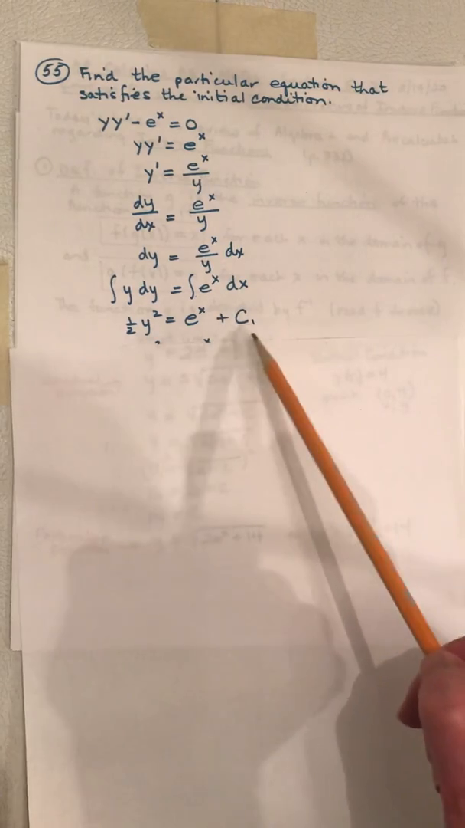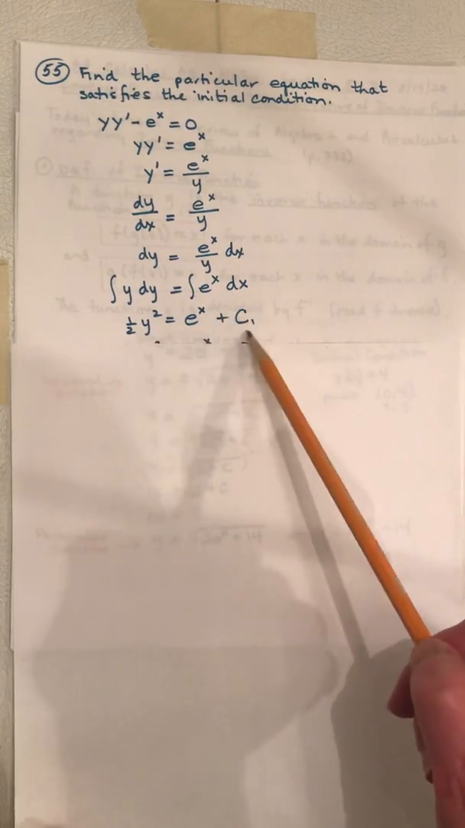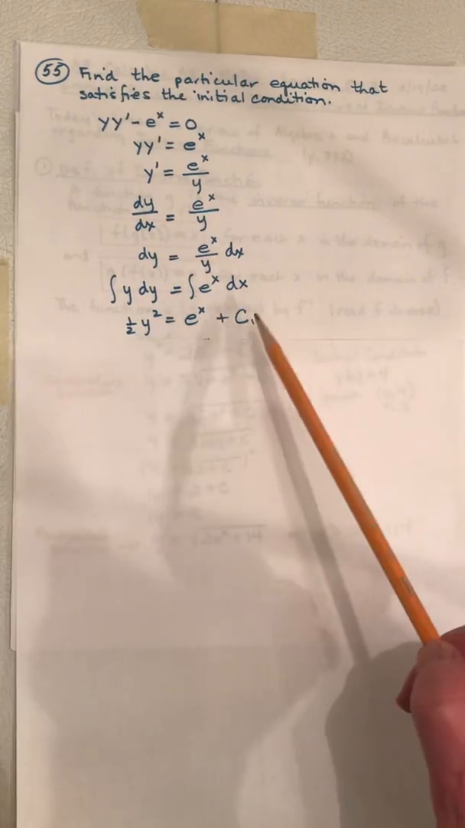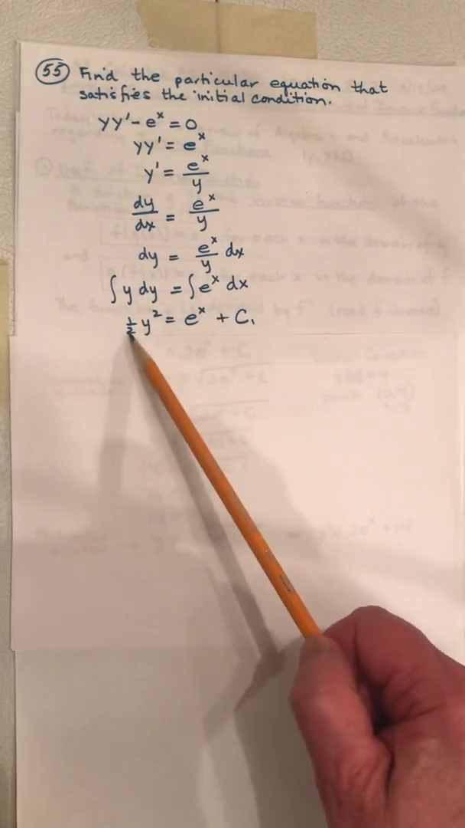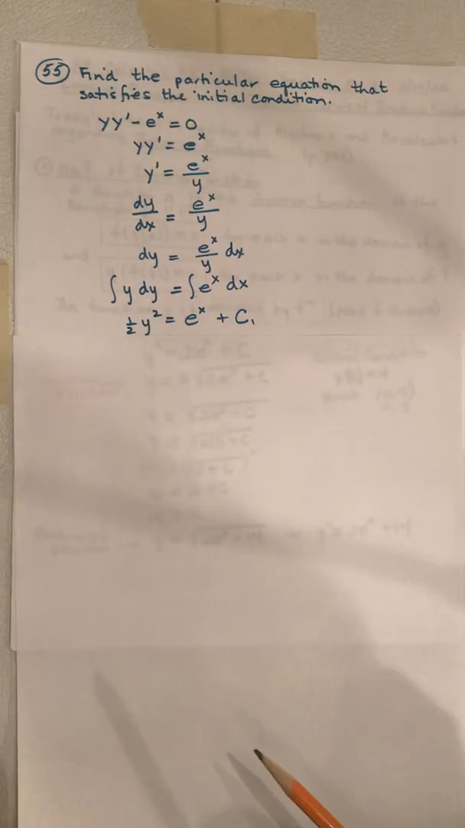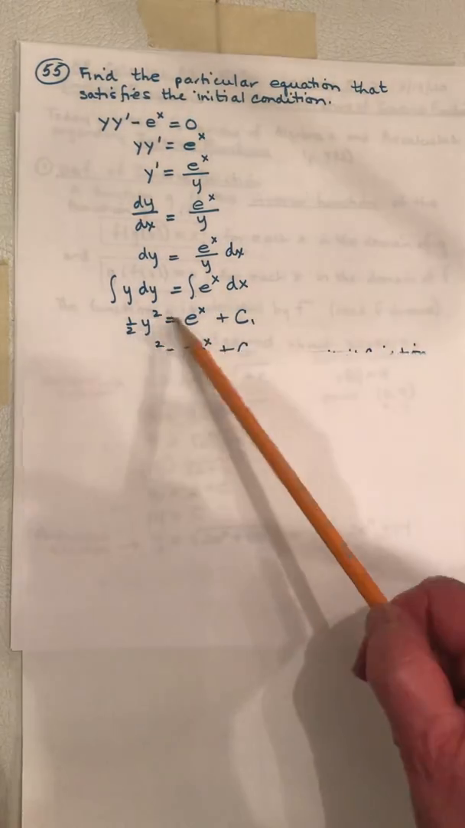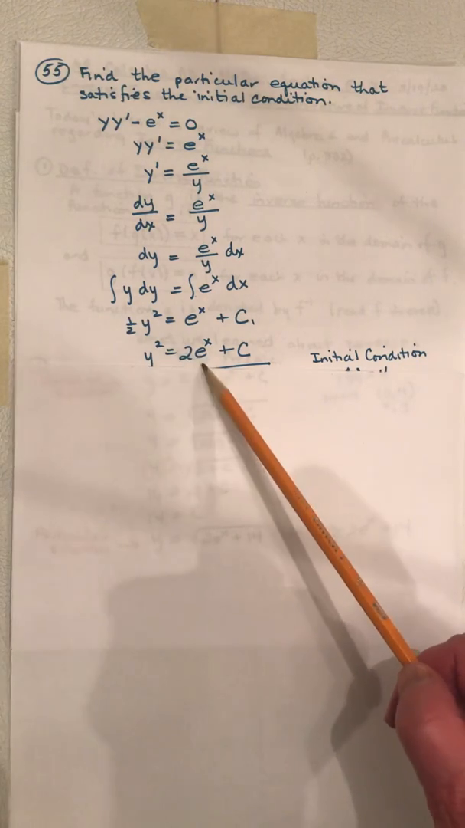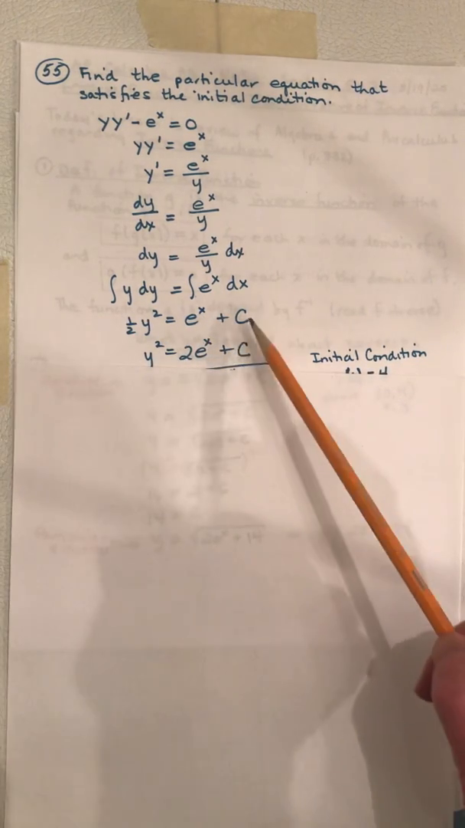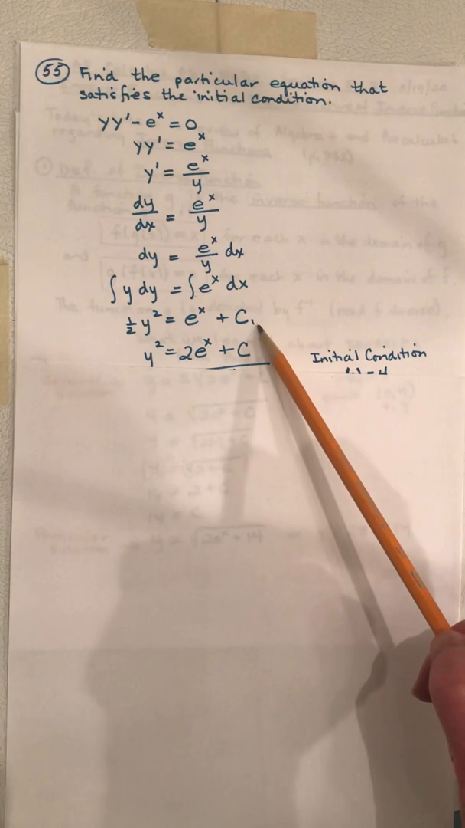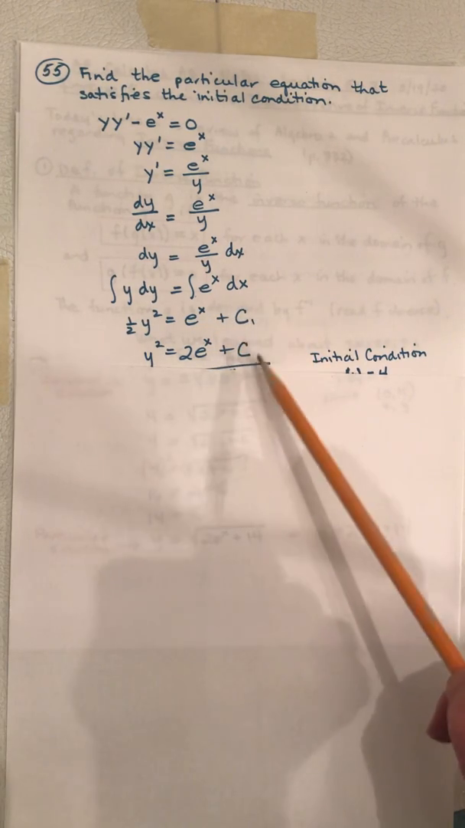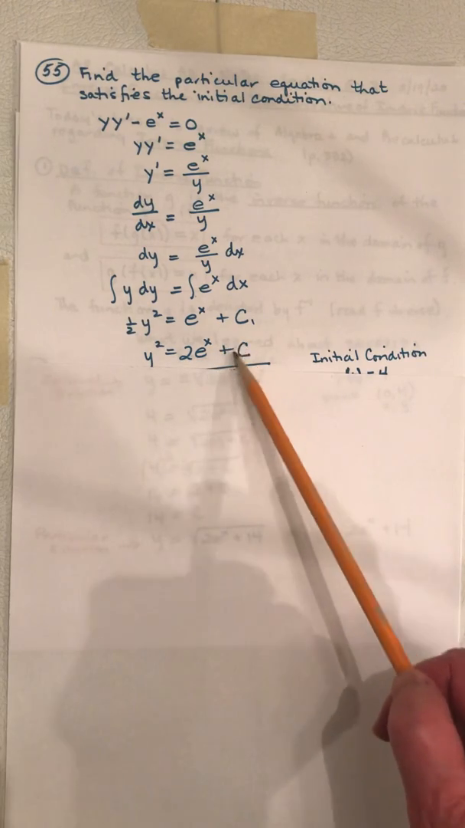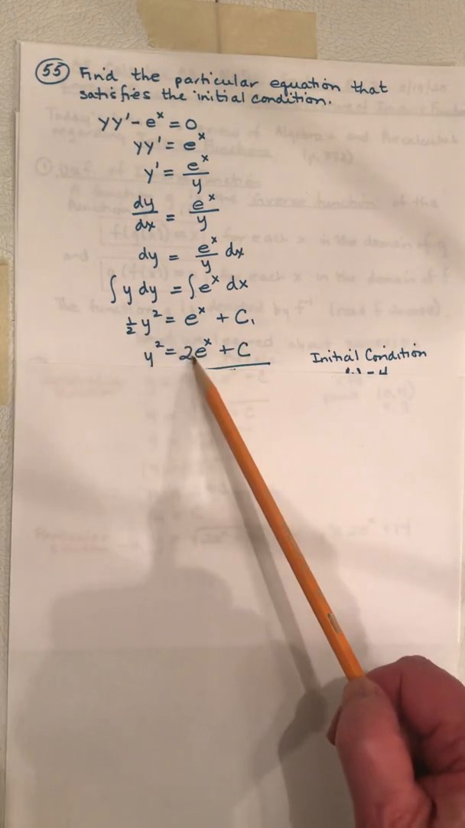Today I put c sub 1, but you could just put c. But some people don't like that, so I'll put c plus c sub 1. Now we have to multiply by 2 because we're trying to isolate y. We get y squared equals 2e to the x plus 2 times c sub 1, which just becomes another c, which I could call c sub 2, but I'm just going to call it c. So the 2 doesn't have to show up here, but it does have to show up here.